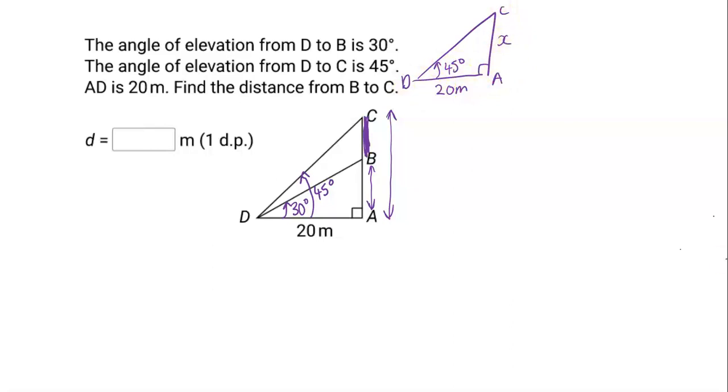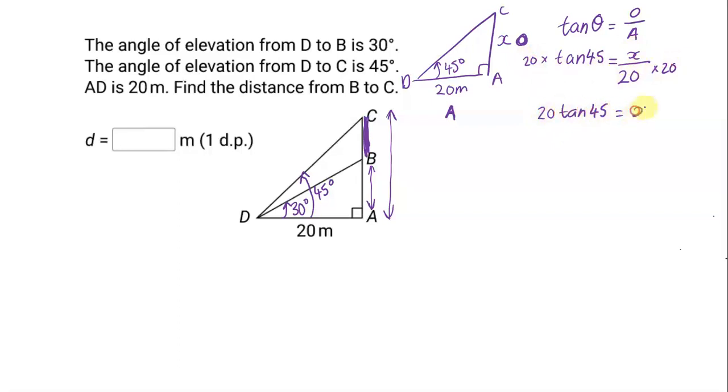So we start by labeling our sides. We have opposite and adjacent. So we use the tangent ratio. Tan theta equals opposite over adjacent. We substitute in our values. Tan of 45 equals opposite was X over adjacent was 20. You can rearrange this formula to solve for X by multiplying this side by 20 and multiplying this side by 20. So we have 20 tan 45 equal to X.